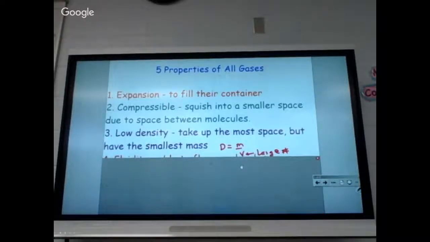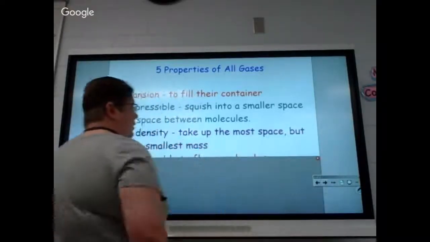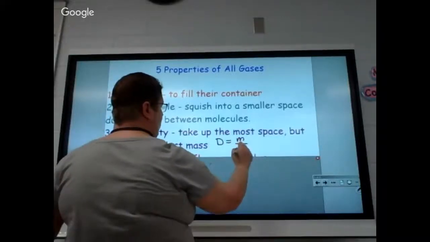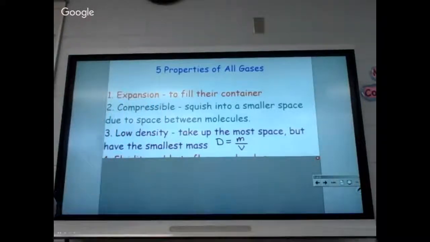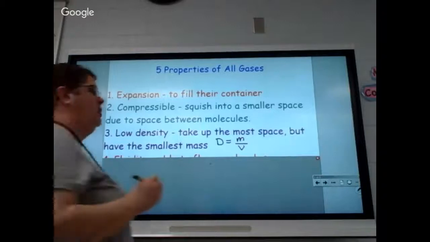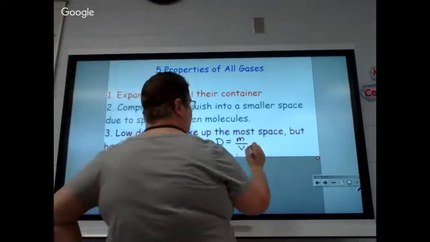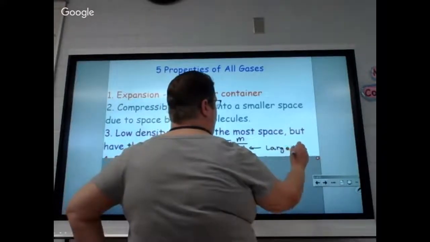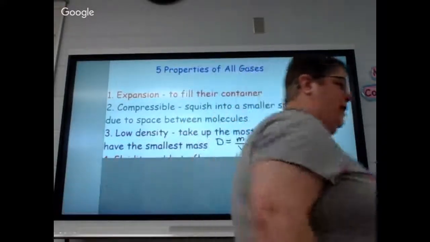Low density. Gases have a low density. Let me fix this formula here. Because, okay, if you look at the formula for density that we did way back at the beginning of the semester, it takes up most of the space, but it has a very small mass, all right? If you look at what you do in math class, if this is the large number down here, what happens when you divide by a big number?